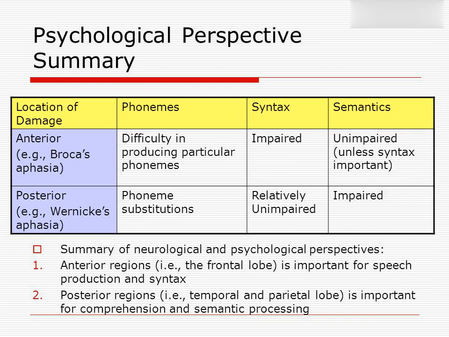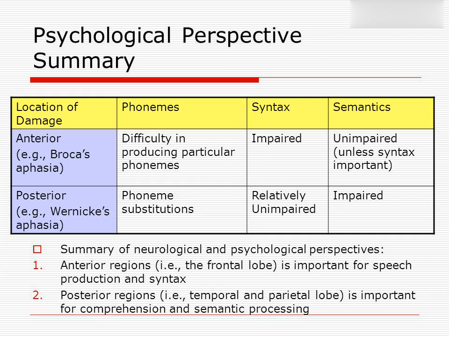Psychological perspective summary. Location of damage: phonemes, syntax, semantics. Anterior, for example Broca's aphasia: difficulty in producing particular phonemes, impaired syntax, and semantics unimpaired unless syntax is important. Posterior, for example Wernicke's aphasia: phoneme substitutions, syntax relatively unimpaired.